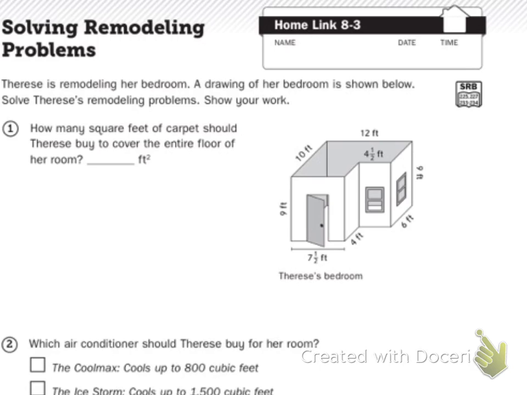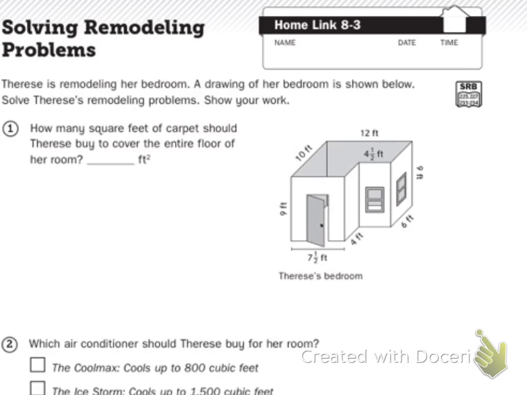So it says Therese is remodeling her bedroom. A drawing of her bedroom is shown below. Solve these remodeling problems. Show your work. So it says, how many square feet of carpet should Therese buy to cover the entire floor of her room? So you have a lot of length. You have all these different lengths.